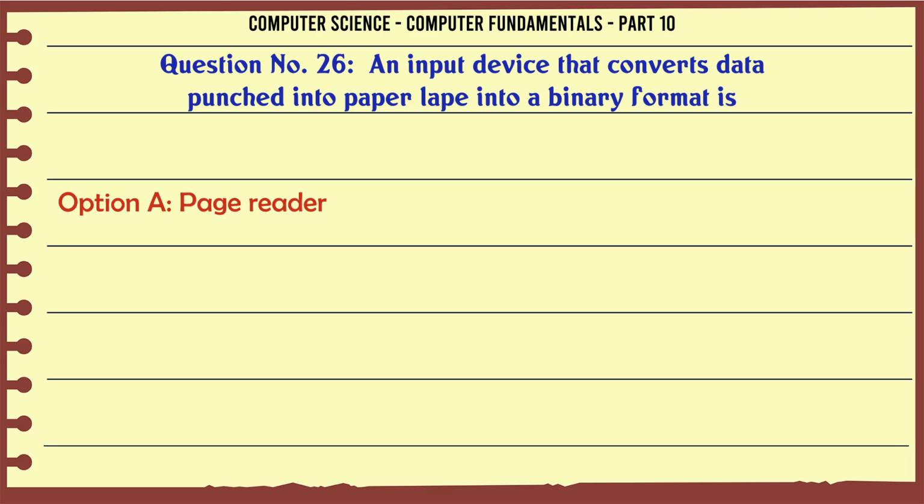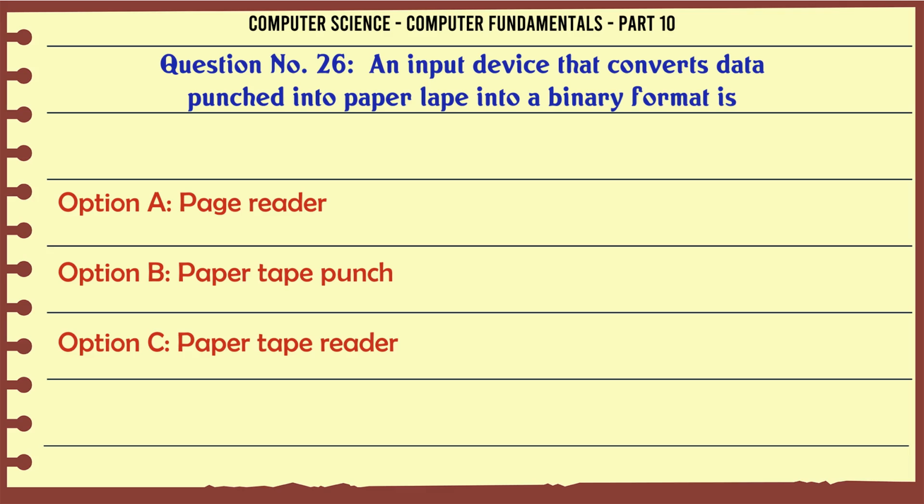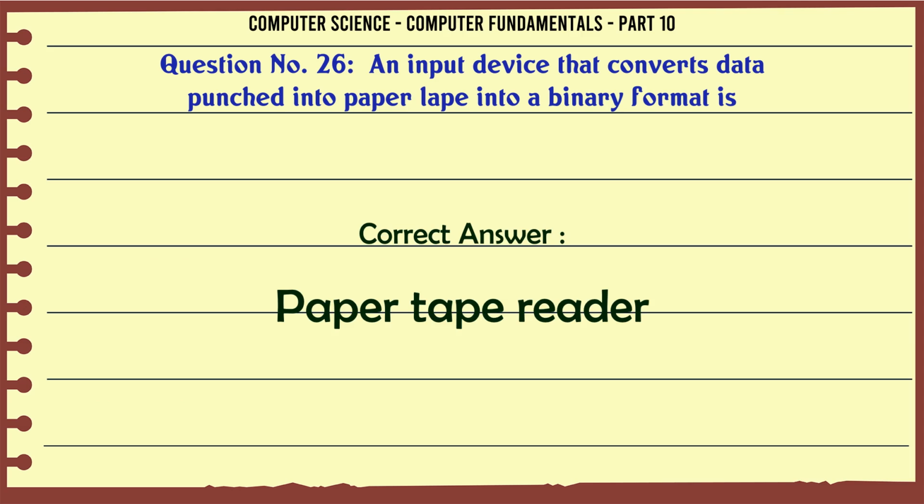An input device that converts data punched into paper tape into a binary format is A. Page reader. B. Paper tape punch. C. Paper tape reader. D. Card punch. The correct answer is paper tape reader.